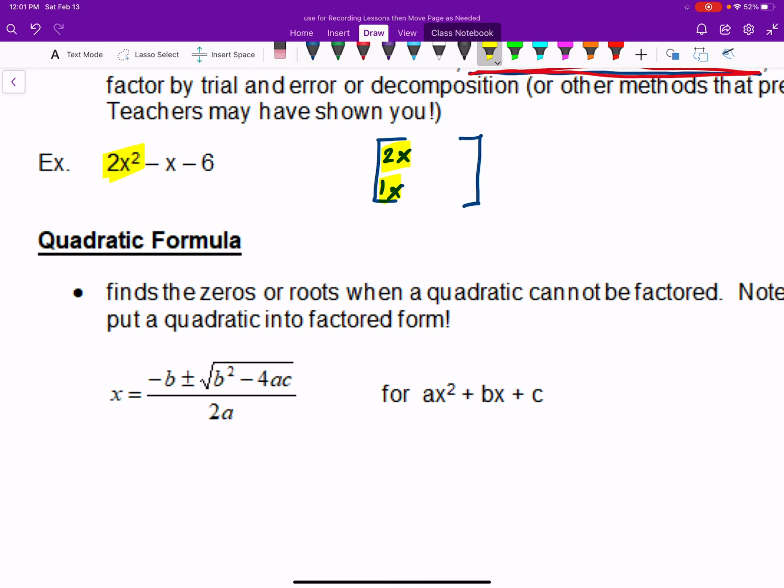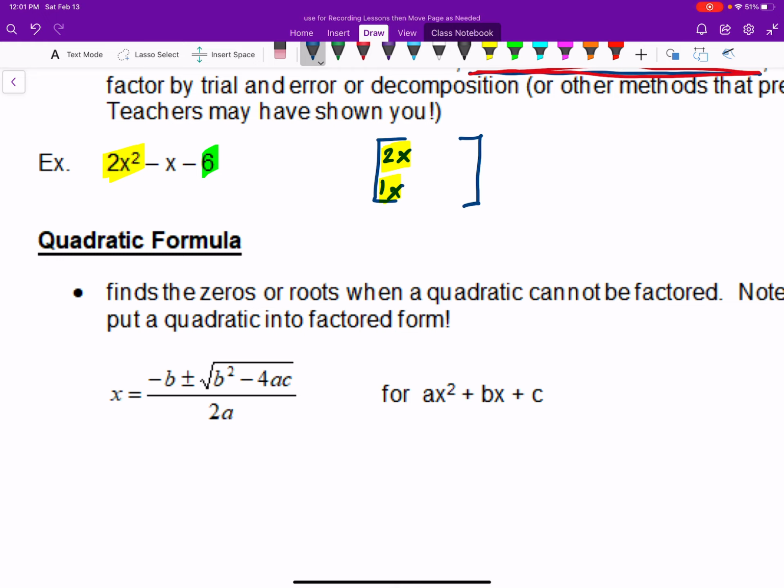Basically, I'm doing 2 factors, a factor on the top and a factor on the bottom, just so you know where I'm going with this, if you haven't seen it before. Then I think about factors of 6. Don't worry about the negative sign for now. Just think about factors of 6. 6 and 1, 2 and 3.